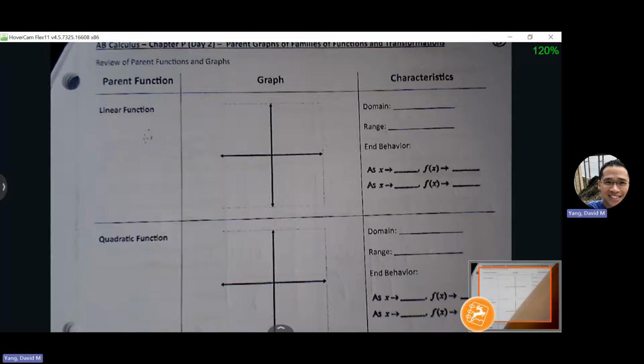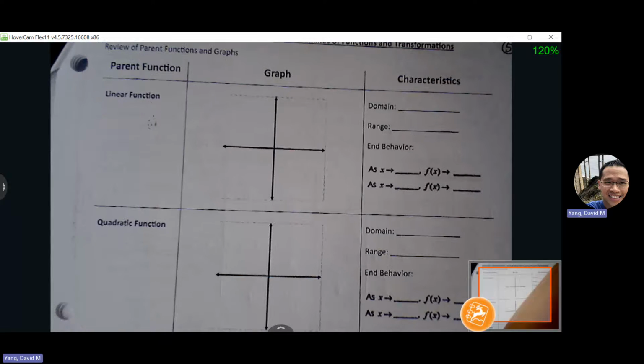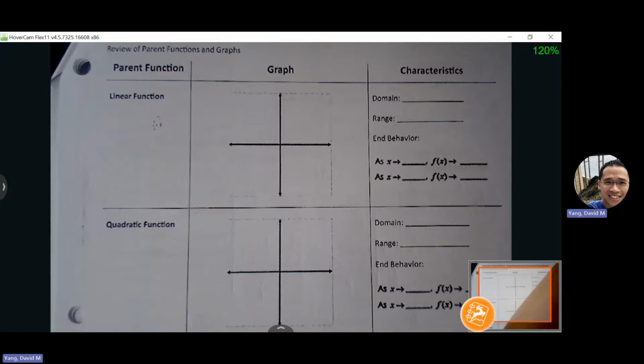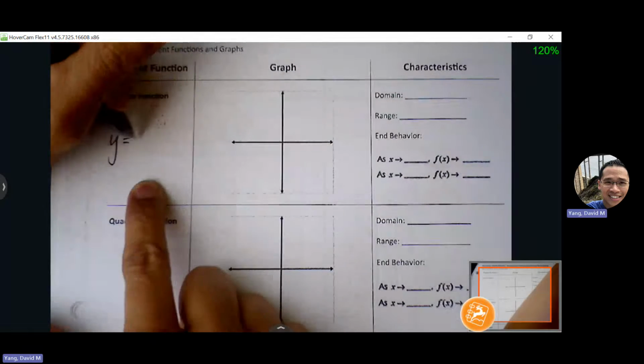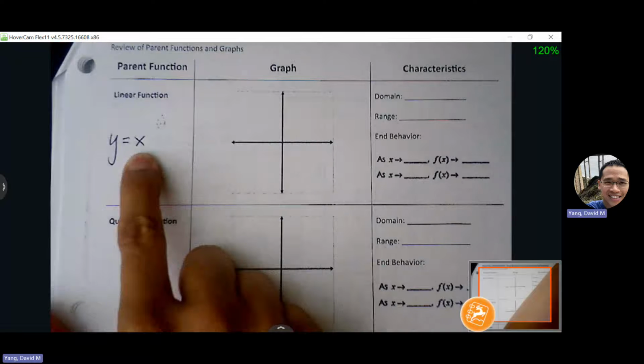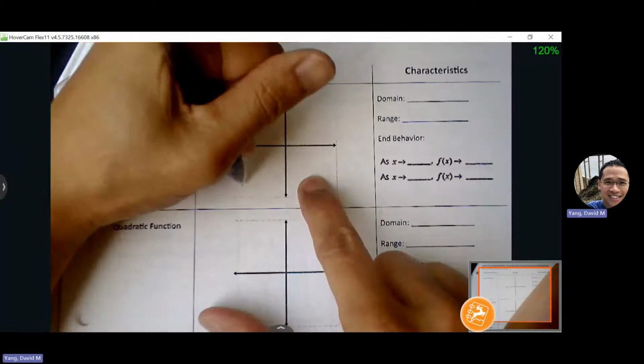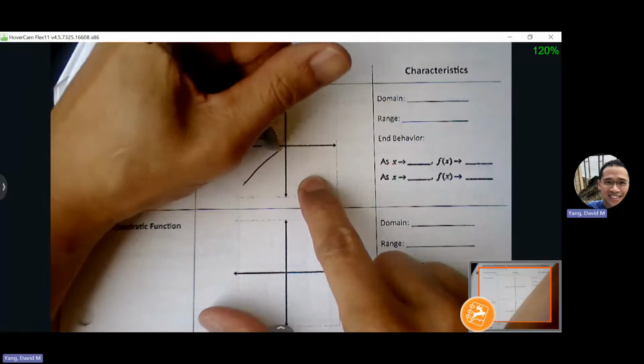So, being able to have these big pictures allows us to have a sense of how our graph is going to look without having to look at all the details of ordered pairs. So the parent graph for linear function is y equals x. This is a graph with a positive slope that's rising at a 45-degree angle here.